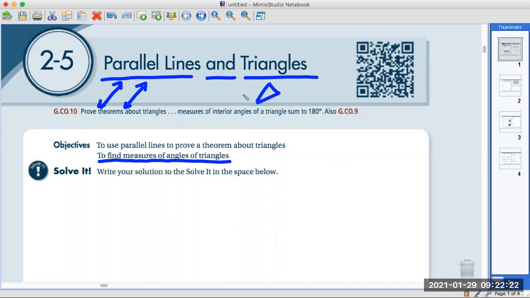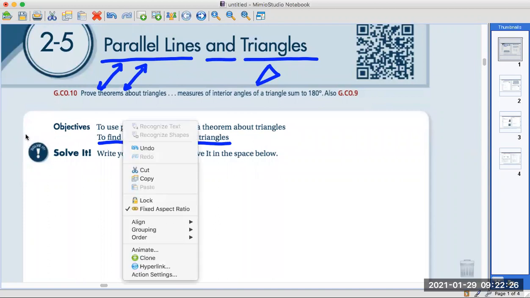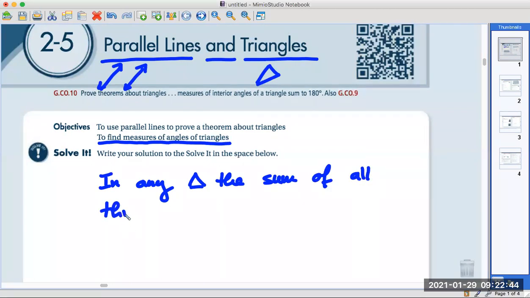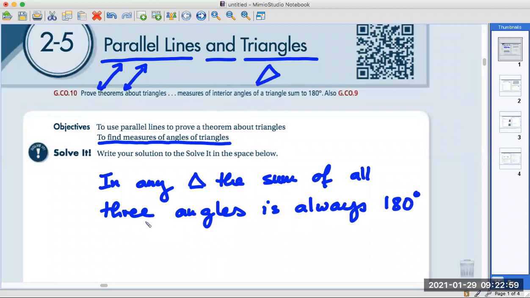So any triangle, and the big thing I want to drive across is that because you have three angles in any triangle, the sum of all three angles is always 180 degrees. Okay, so if you know two angles in a triangle, you can find the third one.